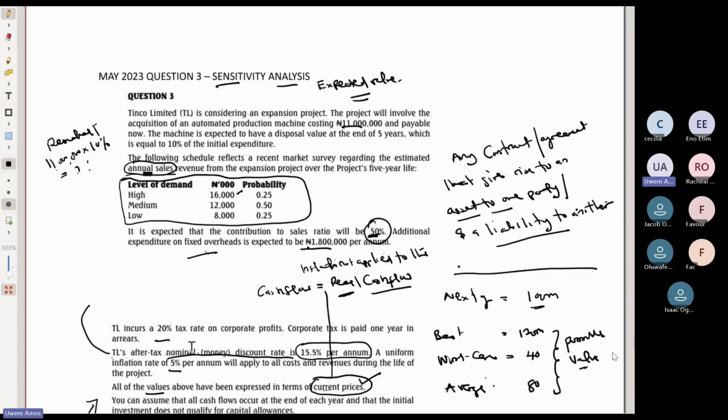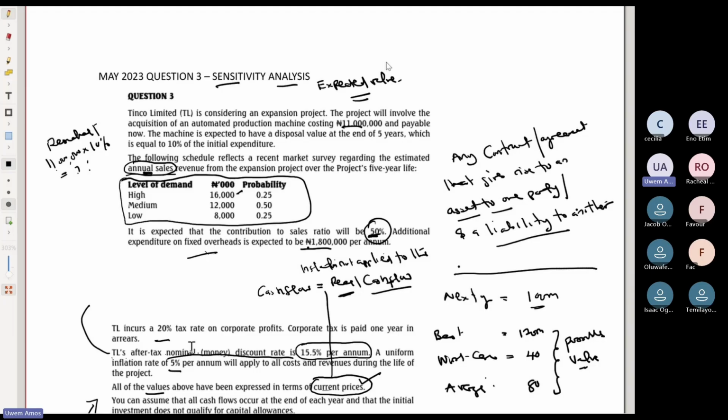All right. So it says, Tinko Limited is considering an expansion project. Project will involve the acquisition of an automated production machine costing 11 million and payable now. The machine is expected to have a disposal value at the end of 5 years, which is equal to 10% of the initial expenditure.